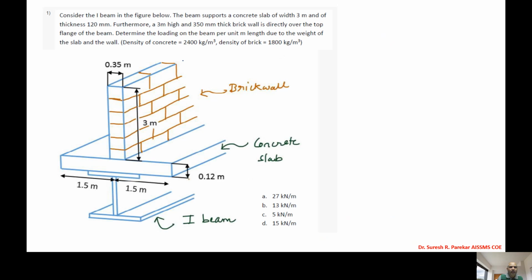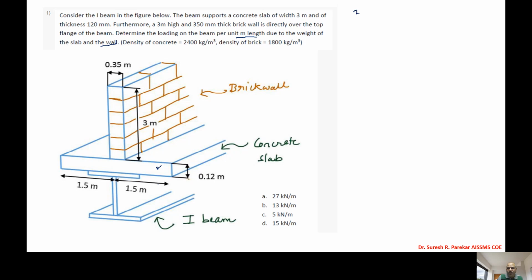Consider the I-beam in the figure below and the beam supporting a concrete slab. So we have this concrete slab that is 3 meter by 0.12 meter, with thickness 120. Further, a 3 meter high wall with 0.35 meter width sits directly over the top flange of the beam. Determine the loading on the beam per unit meter length due to the weight of the slab and the wall. So we have to find per unit meter.